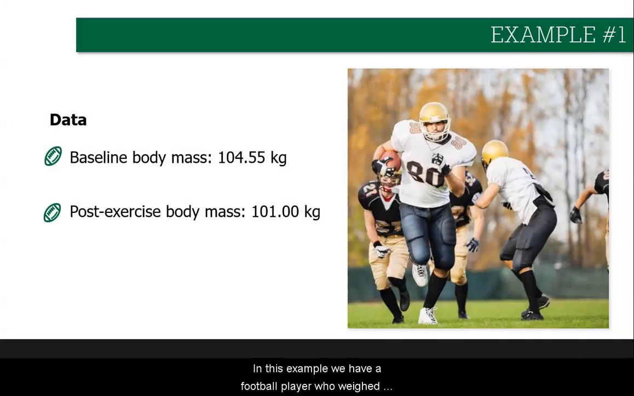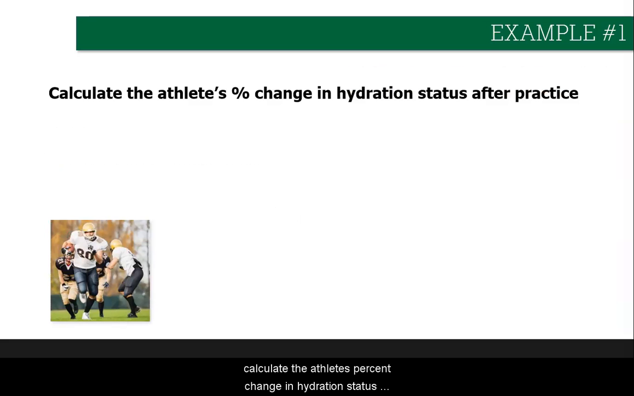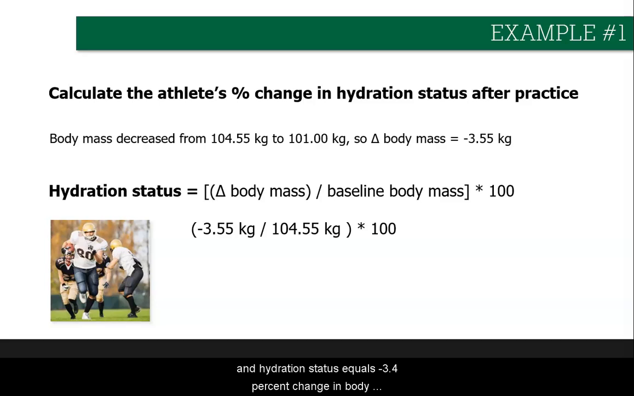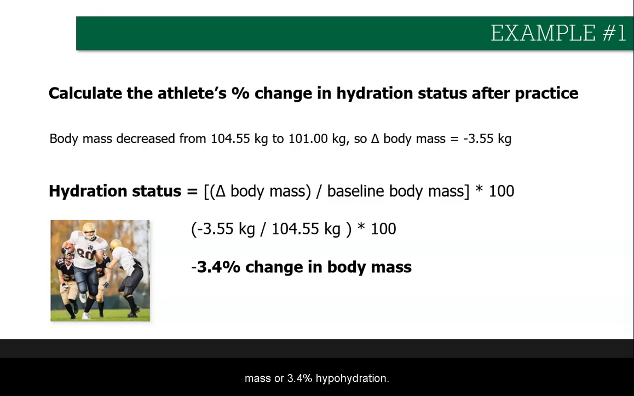In this example, we have a football player who weighed 104.55 kilograms before practice and 101 kilograms after practice. Calculate the athlete's percent change in hydration status after practice. We know body mass decreased from 104.55 kilograms to 101 kilograms. So the change in, or delta, body mass is equal to minus 3.55 kilograms. So we plug the values into the equation, and hydration status equals negative 3.4% change in body mass, or 3.4% hypohydration.